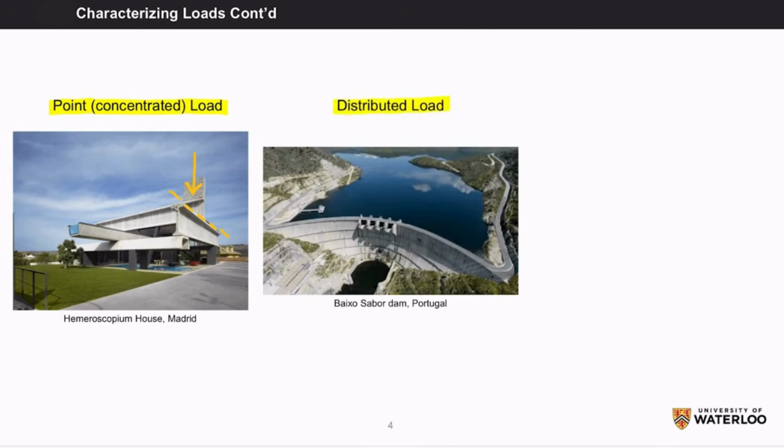Distributed loads are loads spread over a finite area. An example is the Baishu Sabor Dam, as it experiences loads on its walls by the water spread over a finite area.